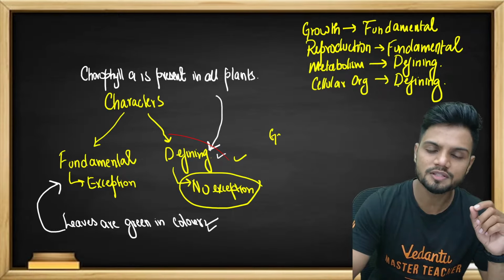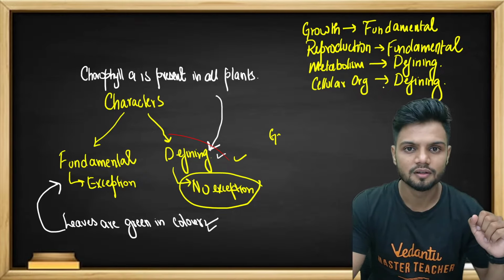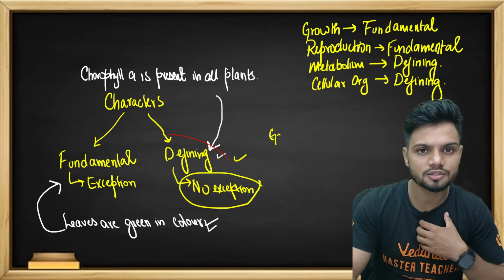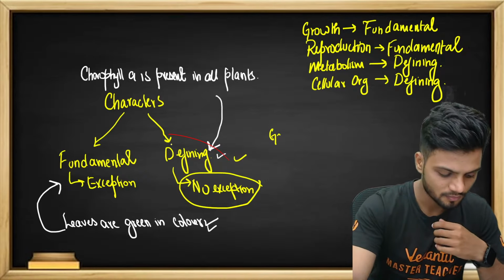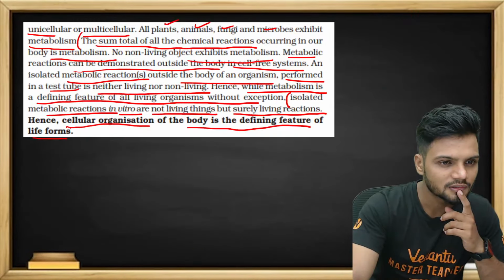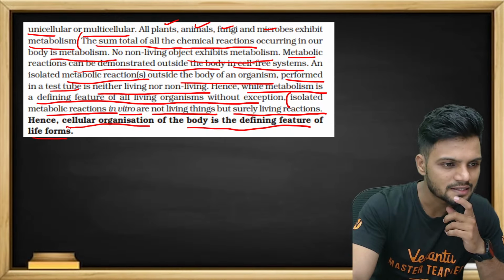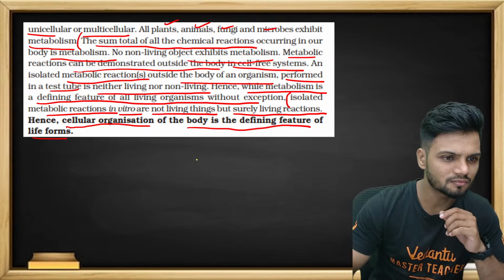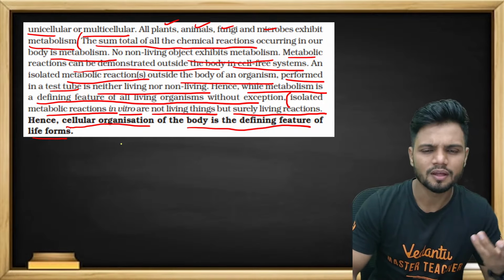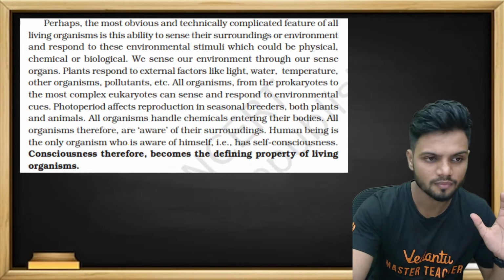Every single unicellular organism is made up of a cell. It has organization within the cell. A multicellular organism will also have cellular organization. So it is a defining thing. Okay, a defining thing. Metabolism is done. Cellular organization, they have given you only one line which explains why cellular organization. Everywhere, every living thing will have cellular organization. There is no exception whatsoever here.